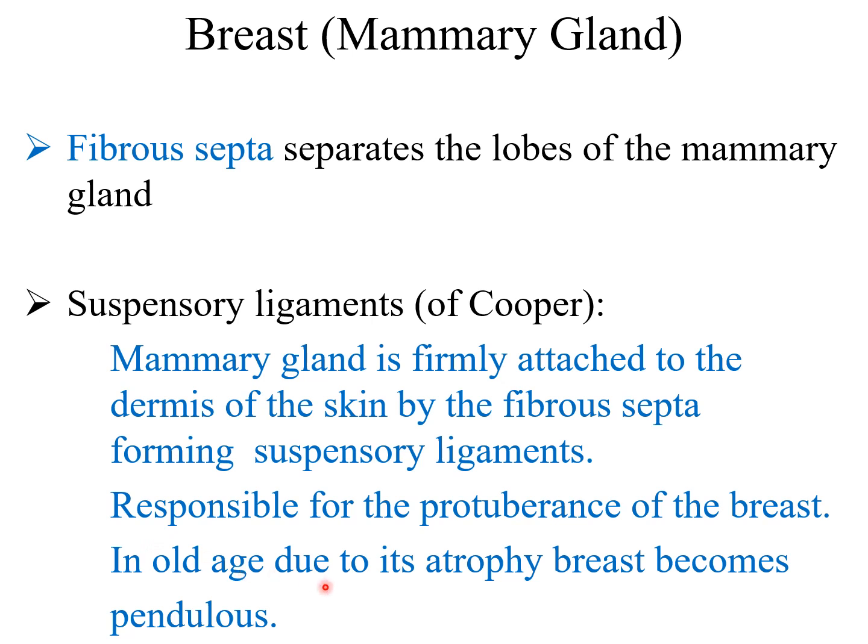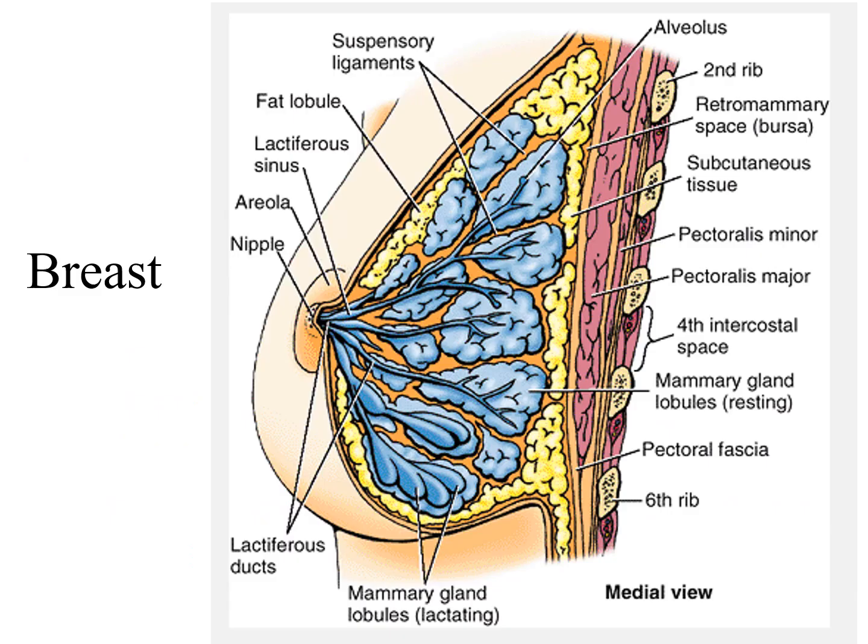While in old age, due to the atrophy of the surrounding tissues and also the atrophy of the suspensory ligaments of Cooper, the breast becomes more pendulous. So now the protuberance is not as prominent for that female as it was in the earlier life when she was young. So these ligaments are responsible for the protuberance of the breast, and the atrophy of these ligaments causes the breast to take the shape of a pendulum, known as pendulous breast in old age.